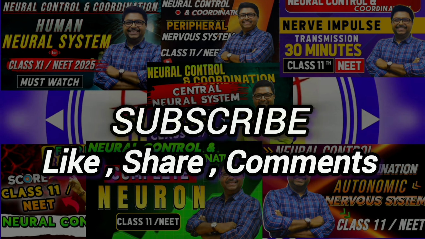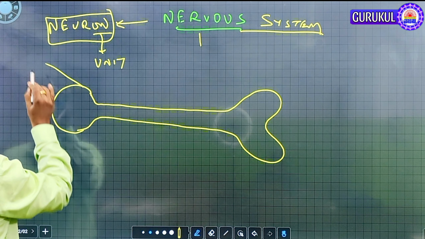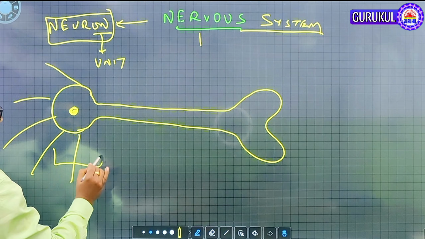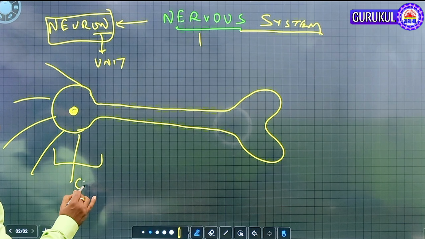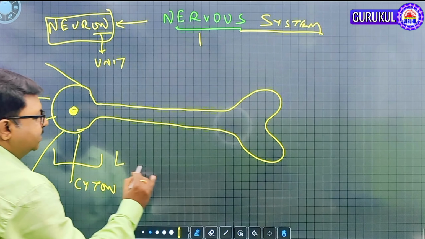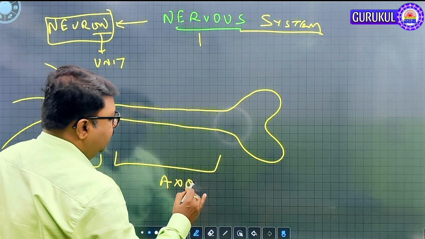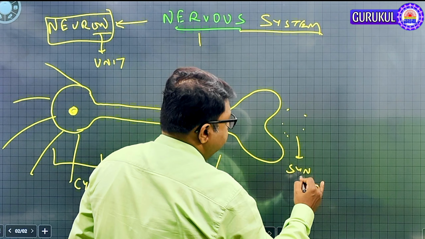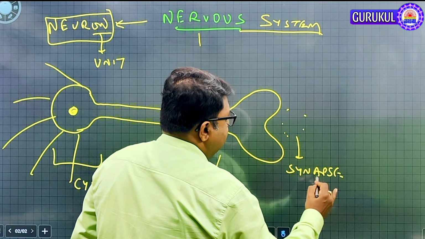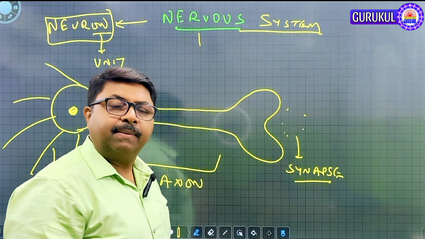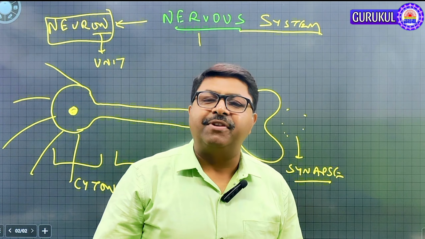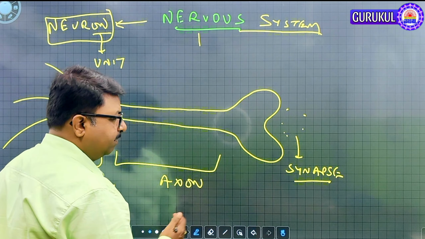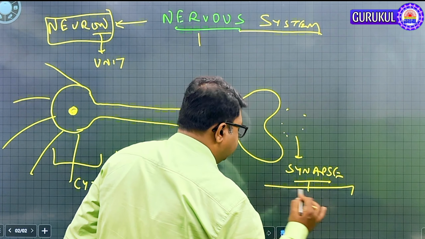It's a diagrammatic view. Never ever make this kind of diagram in your examination about neuron. So a neuron is having three portions. The first part is called cyton. The next part is called axon. And this is synapse. So what is synapse? Synapse क्या है? It is the junctional gap between two neurons. दो न्यूरॉन के बीच में junctional gap को synapse कहते हैं.